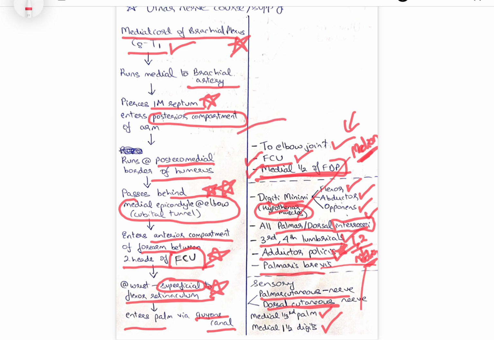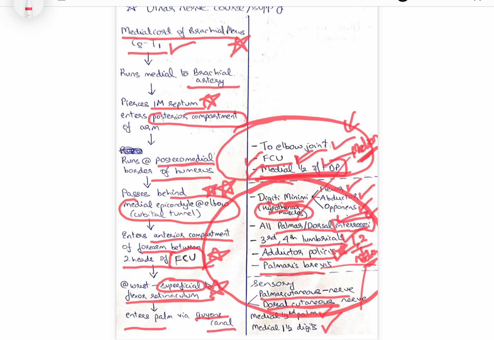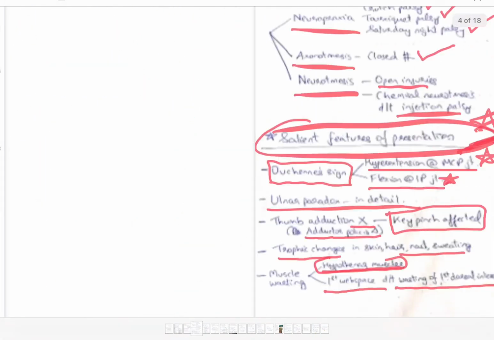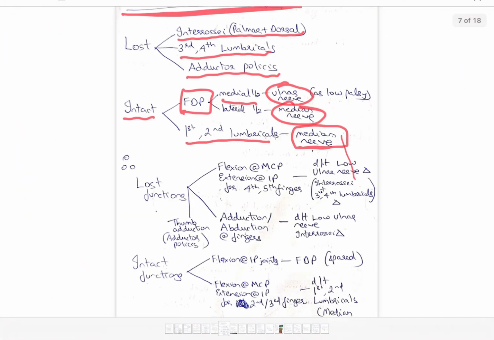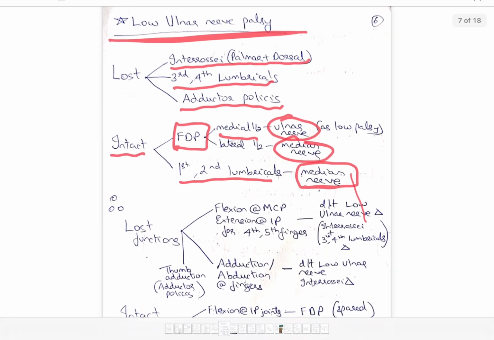So this was the higher supply of the ulnar nerve, which is spared in low ulnar nerve palsy. The medial half of FDP is spared, FCU is spared, but this lower part, because it is a low ulnar nerve palsy, interossei are gone, hypothenar muscles are gone, third and fourth lumbricals are gone, and adductor pollicis is gone. Okay, am I making sense? So that was the concept of low ulnar nerve palsy.